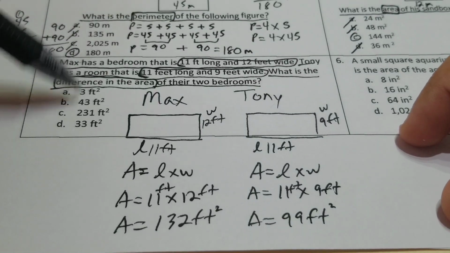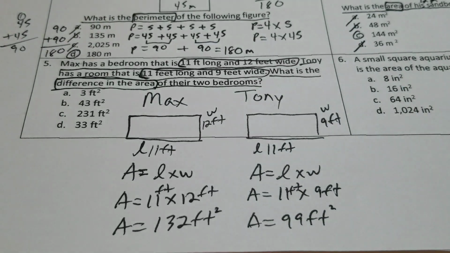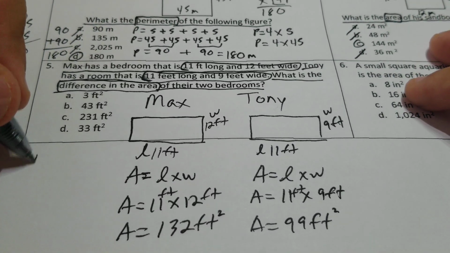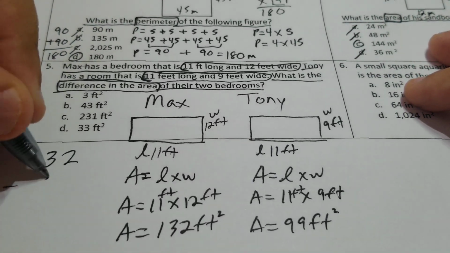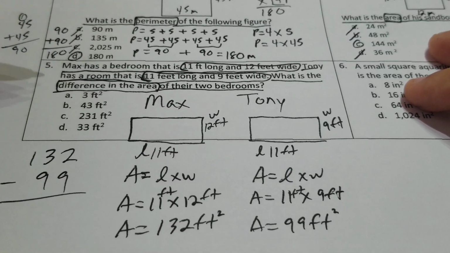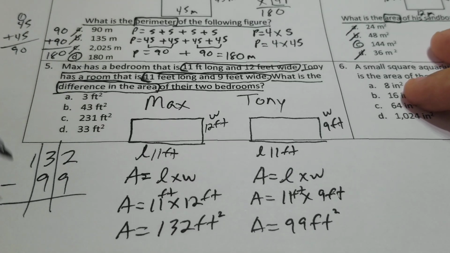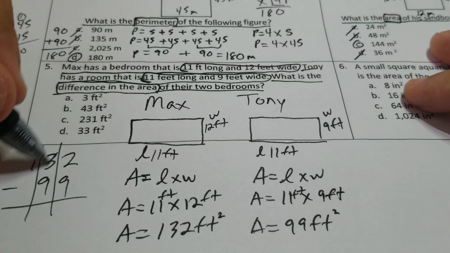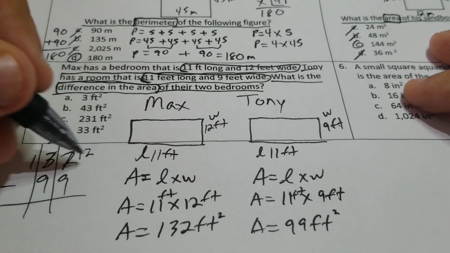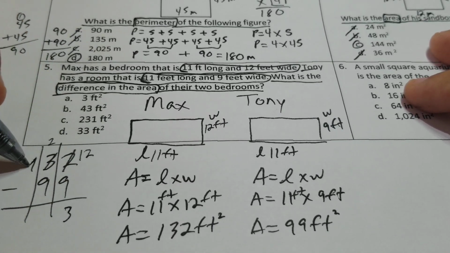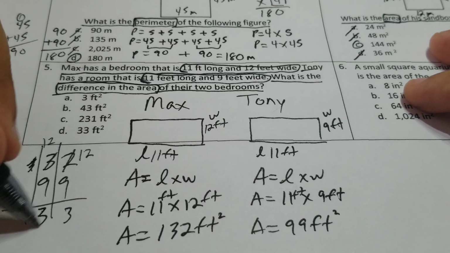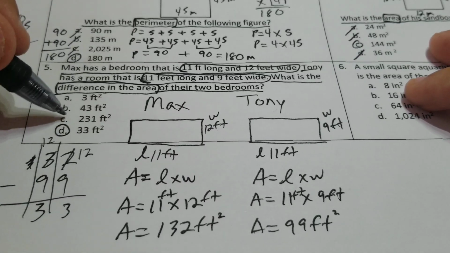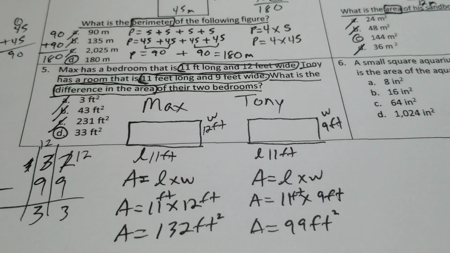If you noticed, we do not see any of those there, and if there was, that would have been what I call the first step trap. This is a multi-step problem, so you actually have a little bit more work to do. The final step would have been to take 132 and subtract 99 from it. 2 minus 9, we cannot do that, so we have to regroup. 12 minus 9 is 3. Not enough here, so the difference was 33 square feet.